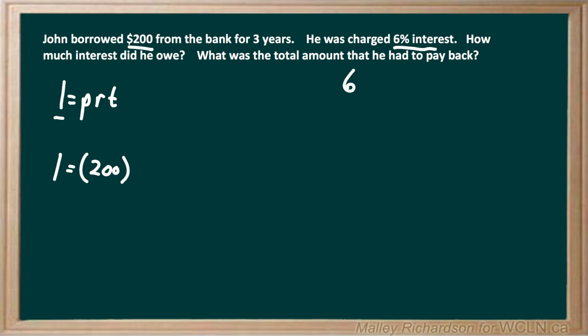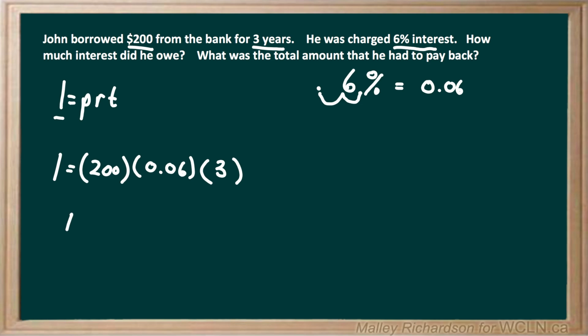So how do we change 6% to a decimal? Well, you move the decimal over twice to the left. So 6% as a decimal is 0.06. So R is 0.06, and then we multiply that by how many years? In the question it gives us 3 years, so we multiply that by 3.